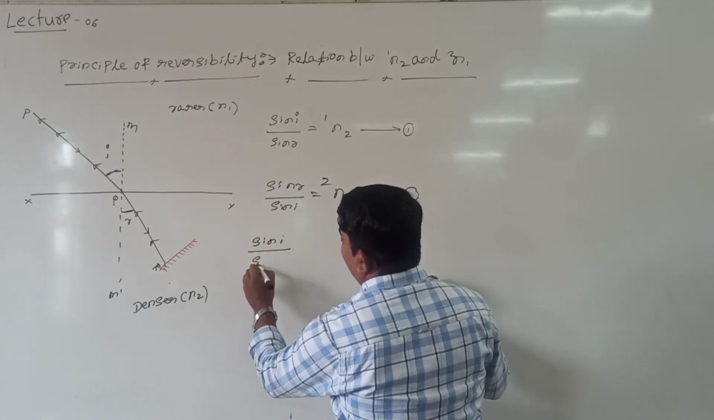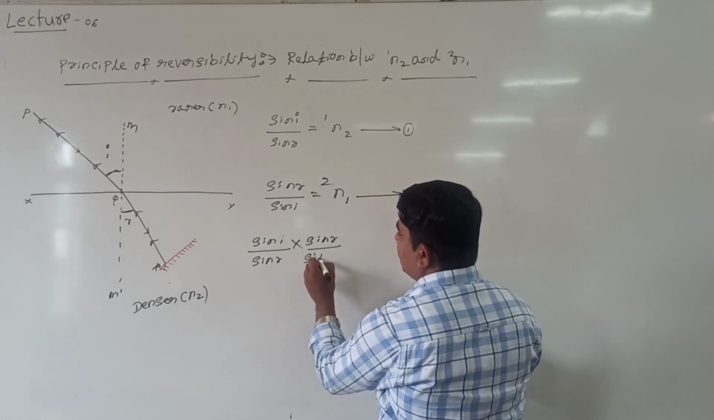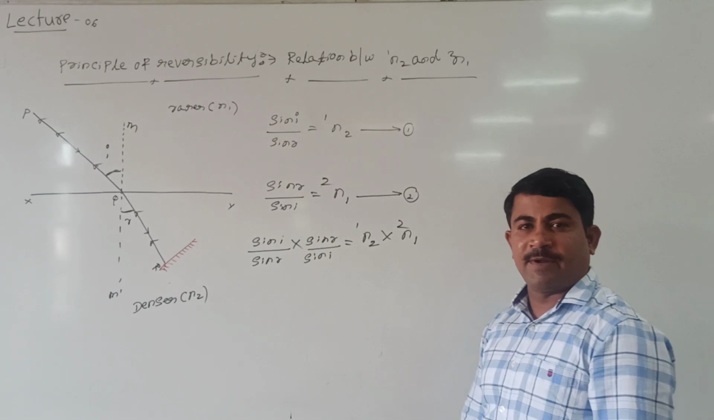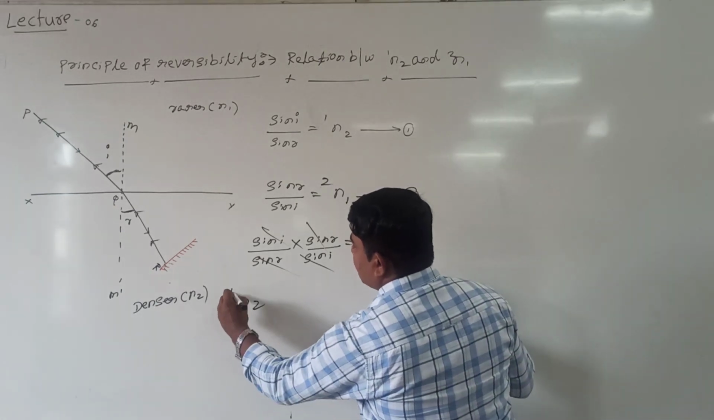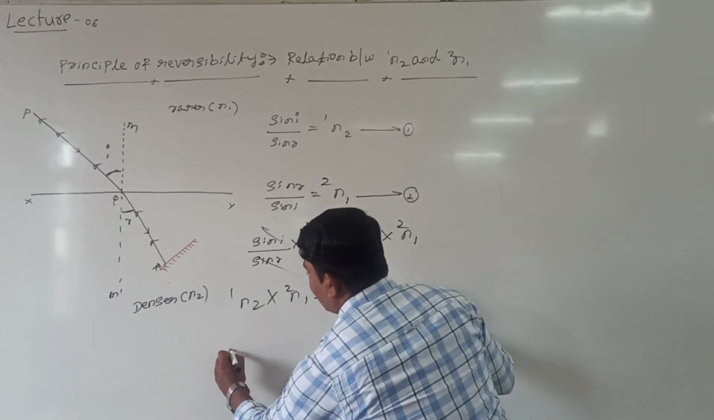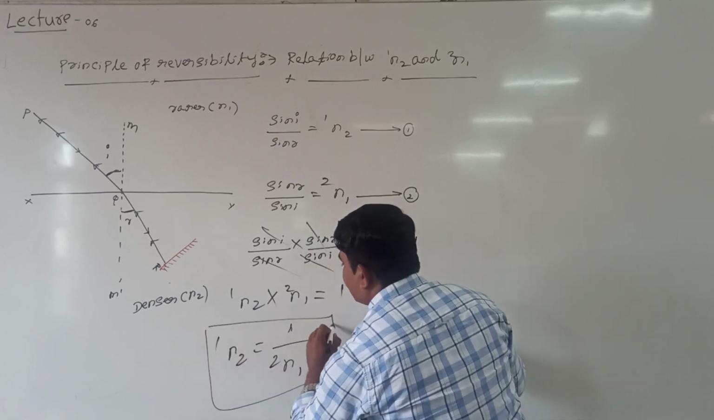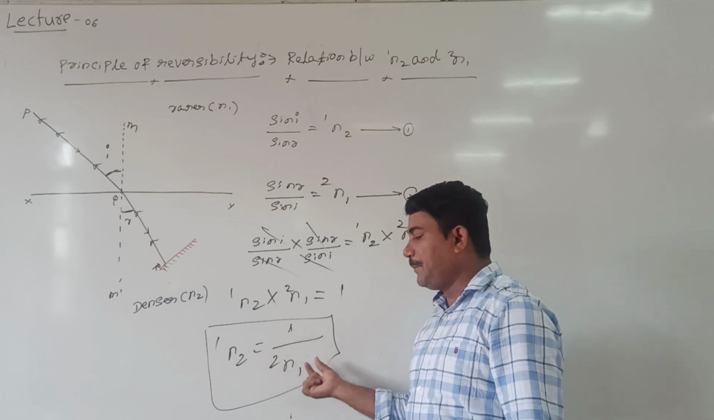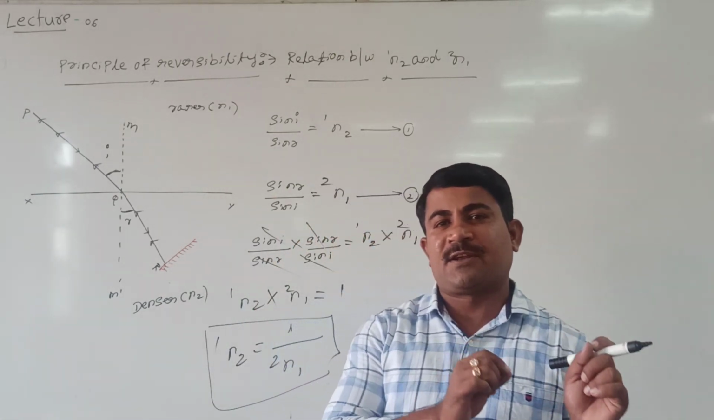Sin I divided by sin R, multiplied by sin R divided by sin I, is equal to the refractive index of the second medium with respect to the first medium multiplied by the refractive index of the first medium with respect to the second medium. Sin I gets cancelled, sin R gets cancelled, remaining 1 only. So n21 into n12 is equal to 1. Then we got: the refractive index of the second medium with respect to the first medium is equal to the reciprocal of the refractive index of the first medium with respect to the second medium. Remember this point. So this is the principle of reversibility and the relation between n21 and n12.